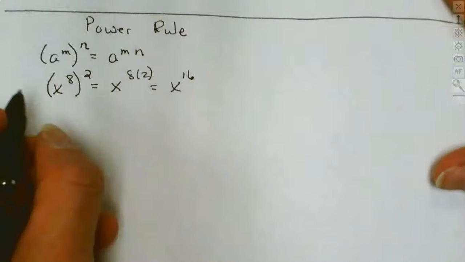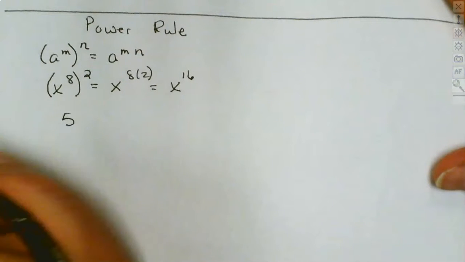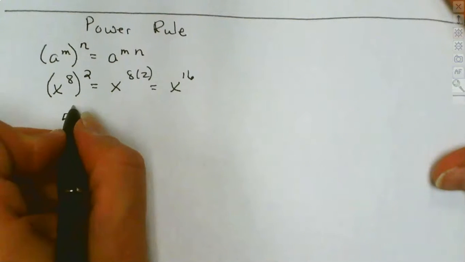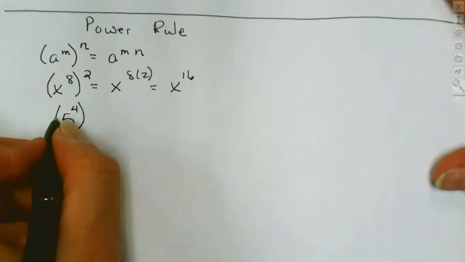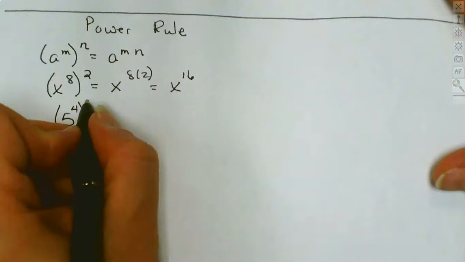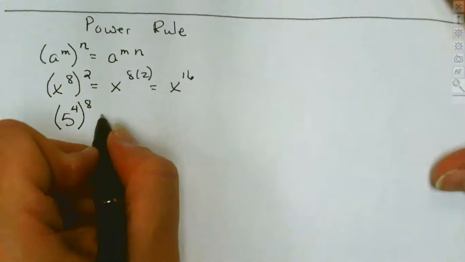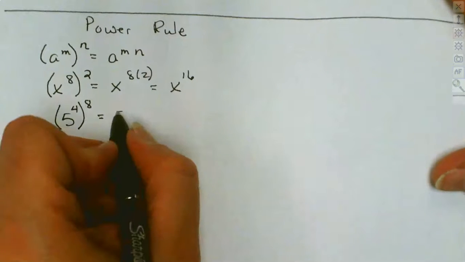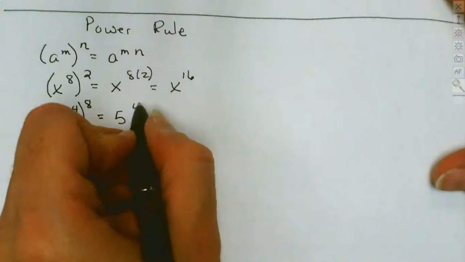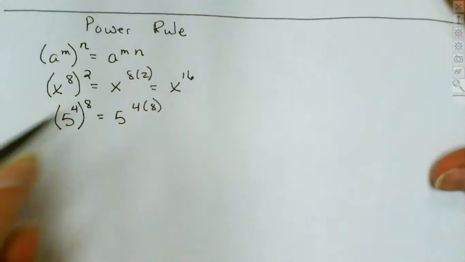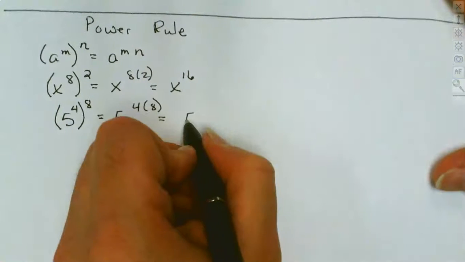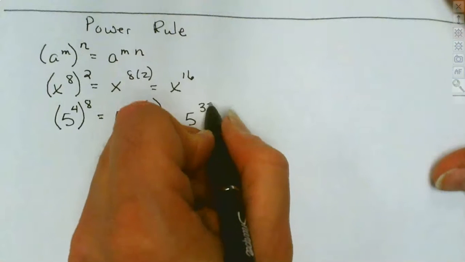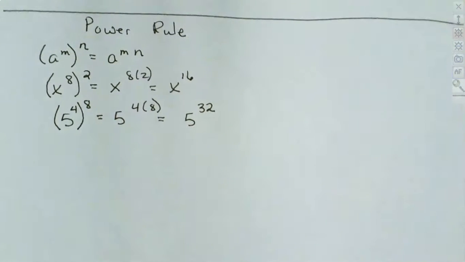Same thing with numbers. How about 5 to the 4th, all raised to the 8th power? And that would be 5 to the 4 times 8. And that makes it then 5 to the 32nd power.